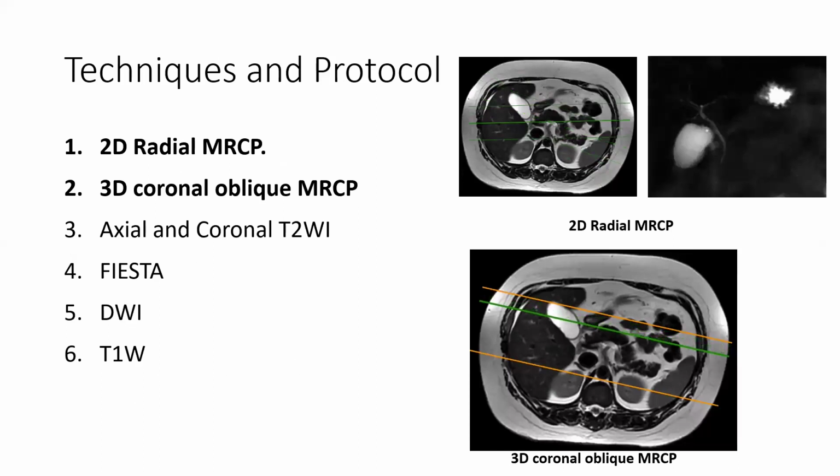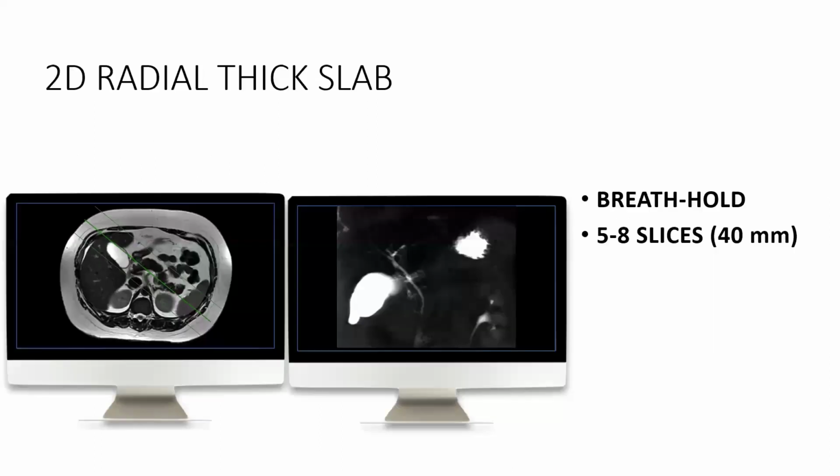So the basic sequences that we use for MRCP are essentially two: the 2D radial or 2D thick slab MRCP and the 3D coronal oblique MRCP images. We usually also acquire axial, coronal, and sometimes sagittal T2 weighted images. Additional sequences that we can acquire are the Fiesta sequence in case of GE, or the Profi in Siemens and the BTFE in Philips. Diffusion weighted imaging and sometimes T1 weighted images are also required.